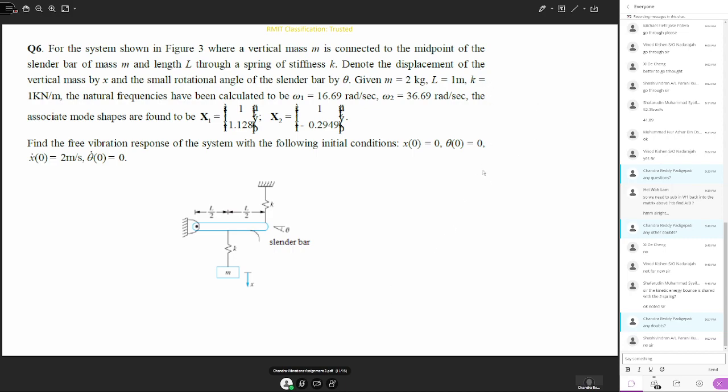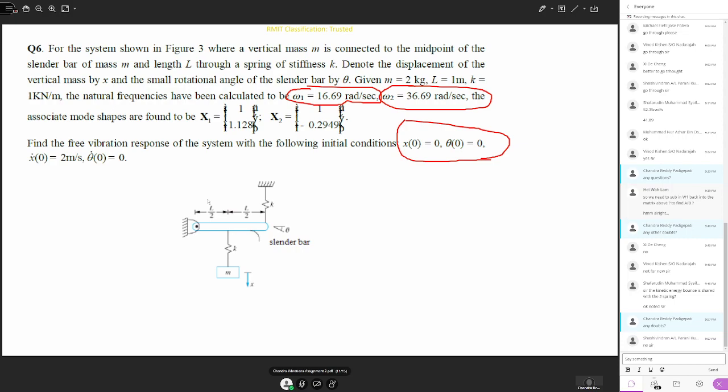The natural frequencies have been calculated, so in this case the natural frequencies are omega 1 and omega 2. The associated mode shapes x1 and x2 were found for frequencies omega 1 and omega 2. Now find the free vibration response of the system following the initial conditions. So now we need to find the response of the system.